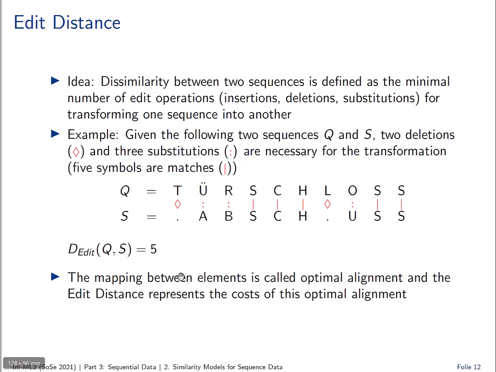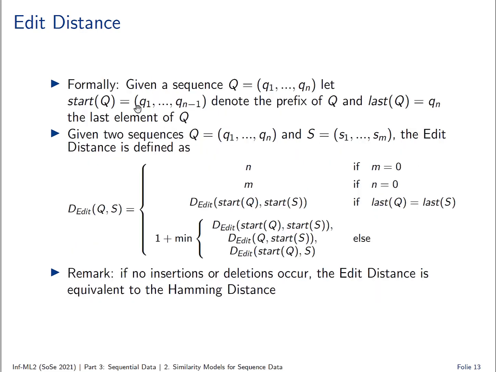And the mapping that we get with this minimum number of edit operations is the optimal alignment, the cost optimal alignment actually. So the edit distance represents the cost of this optimal alignment of the two sequences. And that is much more flexible, obviously, because we can introduce these artificial elements at different positions in the sequence. Okay, so we can also formalize that.